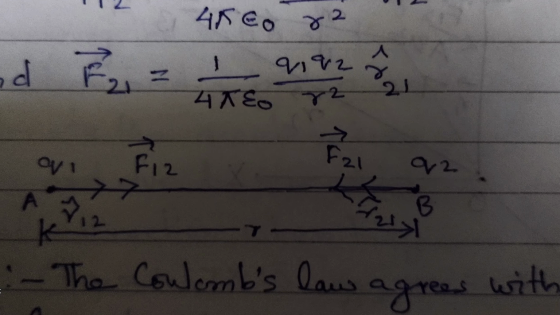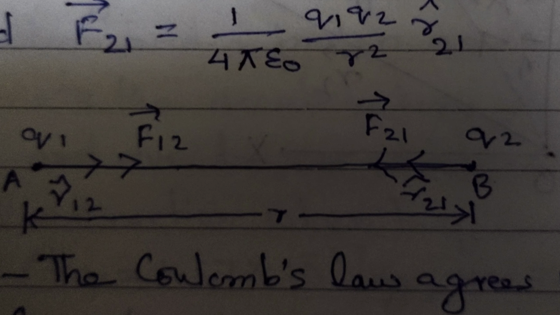Now F12 vector equals 1 by 4 pi epsilon naught into Q1 Q2 divided by r square into unit vector r12, and F21 vector equals 1 by 4 pi epsilon naught into Q1 Q2 divided by r square unit vector r21. Now see the figure. It is important to know that Coulomb's law agrees with Newton's third law. Now, force between two charges in terms of their position vectors.